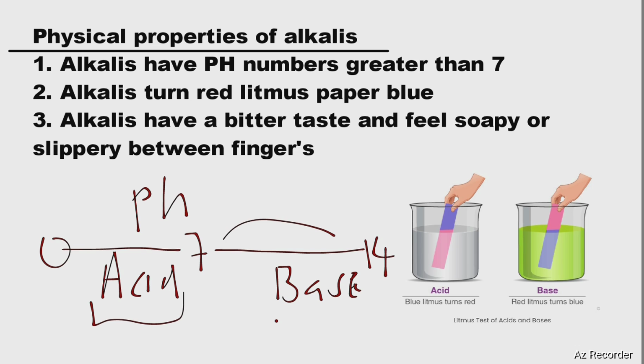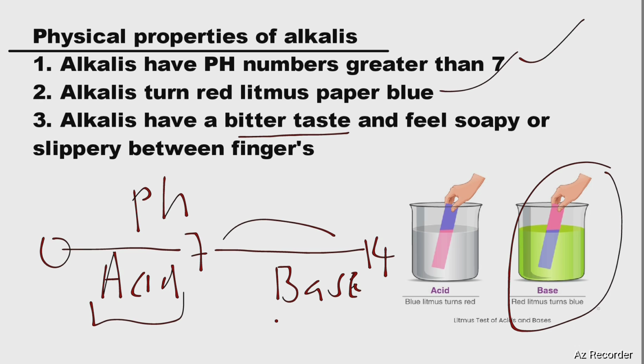They turn red litmus paper blue, so you see a base here, it turns red litmus paper to blue, and they have a bitter taste compared to the acids which had a sour taste, and they feel soapy or slippery between fingers. If you touch sodium hydroxide, you can feel that it's actually slippery, soapy like, and a very, very bitter taste. So these are the physical properties of an alkali. Now let's dive into the chemical properties quickly.